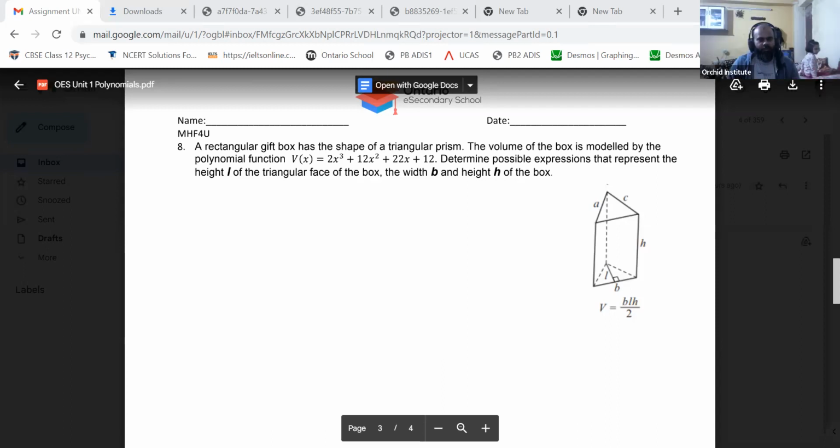A rectangular gift box has the shape of a triangular prism. This has B as one of its base edge lengths, and the height is the height of the prism. The perpendicular distance is L. The volume of the box is modeled by the polynomial function V(x) equal to this. A and C are also given. Determine possible expressions that represent the height L of the triangular face of the box.